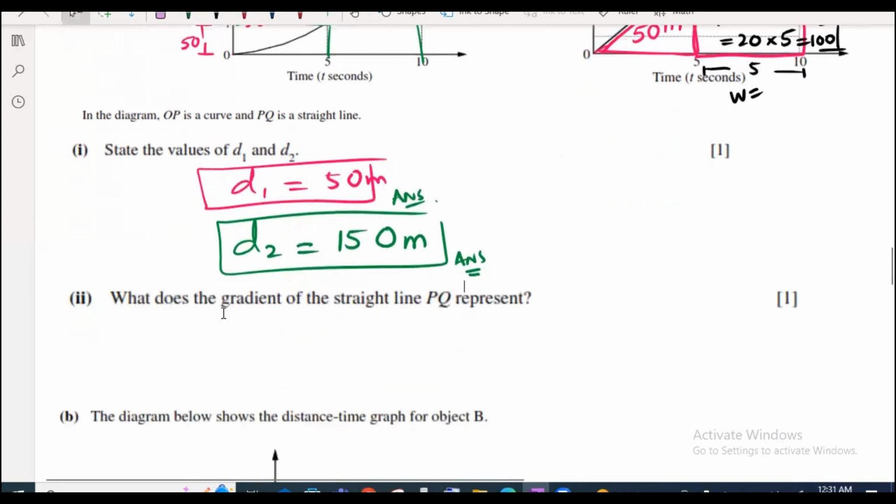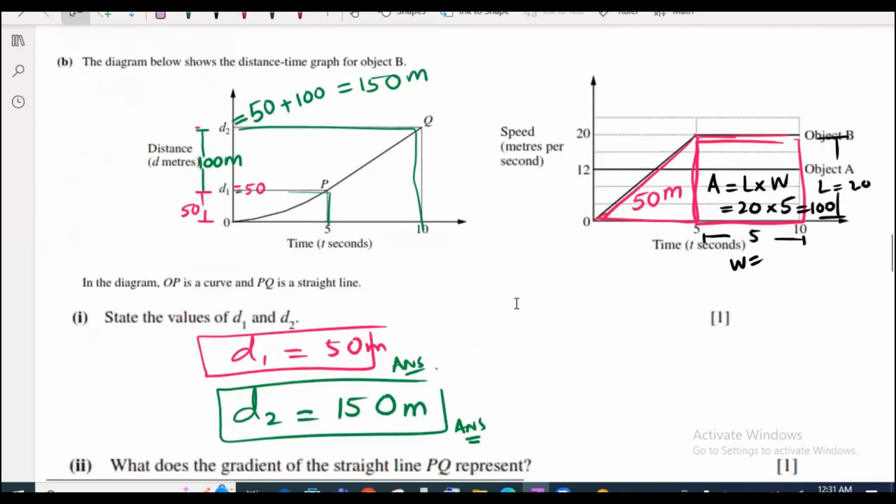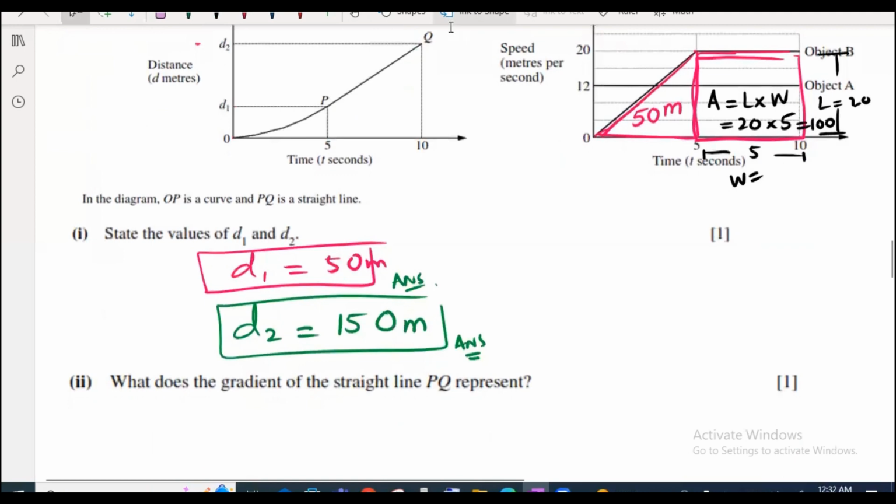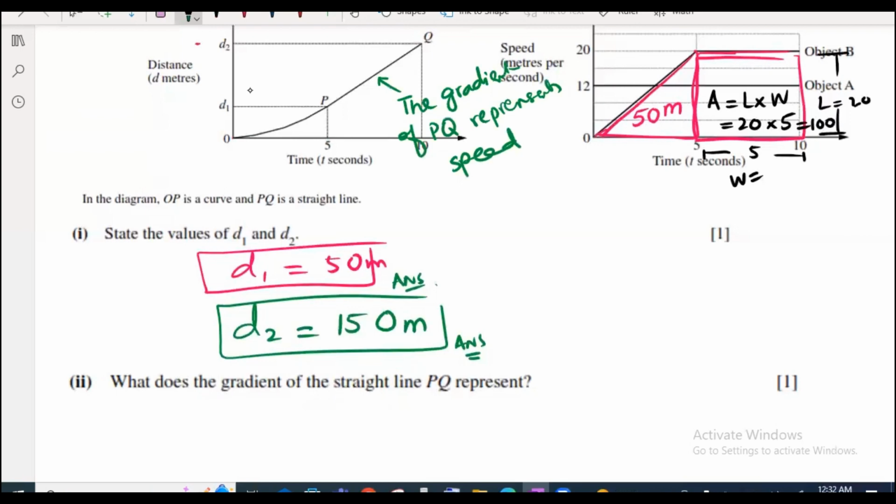Now move on to the second part: what does the gradient of the straight line PQ represent? Look at PQ here. This is the distance time graph, and in the distance time graph, the gradient of a line shows the speed. So we can say the gradient of PQ represents speed. The answer will be: PQ represents the speed of object B.